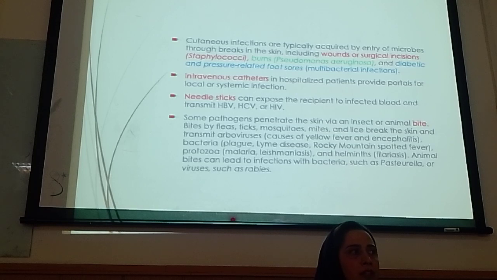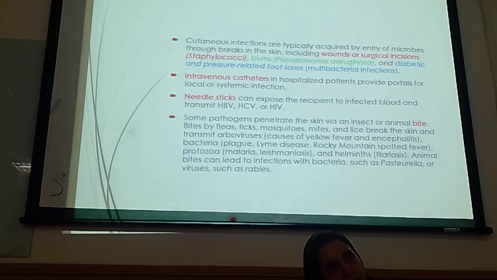Or, for example, when we have intravenous catheters, they are a route for entry of microbes. Or, for example, when we have needles. Which virus has a high probability of transmission through needle skin puncture? Among HBV, HIV, and HCV, which is more probable? HBV is more common than HIV or HCV. And sometimes some penetration may be seen in the skin because of an insect or animal bite.